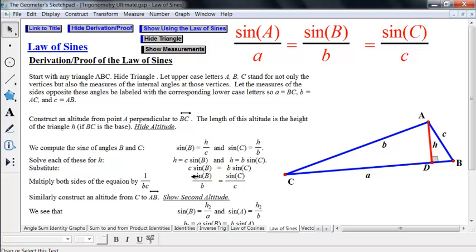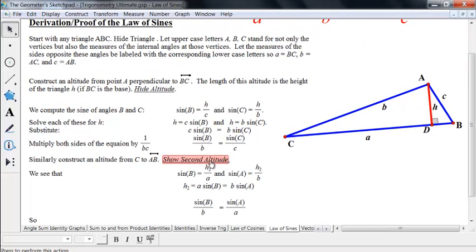And so just get the c's together, the b's together, divide both sides by b and c, or multiply both sides of the equation by 1 over bc, and we get this situation here. Sine of angle B over b equals sine of angle C over c. And so in fact these last two fractions are equal. And in a similar manner, we can have another altitude from C to side AB.